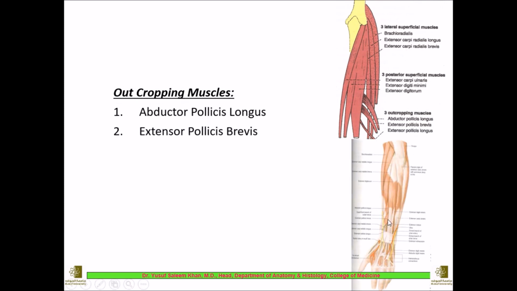If you can see here, these are three muscles. This is the thumb, and three muscles are going to the thumb. These are called the outcropping muscles among the posterior superficial as well as the lateral superficial muscles in the extensor compartment. So these are the three muscles: the abductor pollicis longus, extensor pollicis brevis, as well as extensor pollicis longus. These are called outcropping muscles.